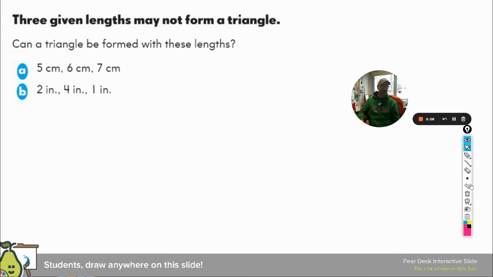For letter A, did you get yes? Because 5 plus 6 is bigger than 7. 5 plus 7 is bigger than 6. 7 plus 6 is bigger than 5. Down here, you should be no. 4 plus 1 is bigger than 2. 4 plus 2 is bigger than 1. But 2 plus 1 is not bigger than 4. This is the kind of stuff we're getting into today. And we didn't have to do anything bigger than 6 plus 7. Nice.